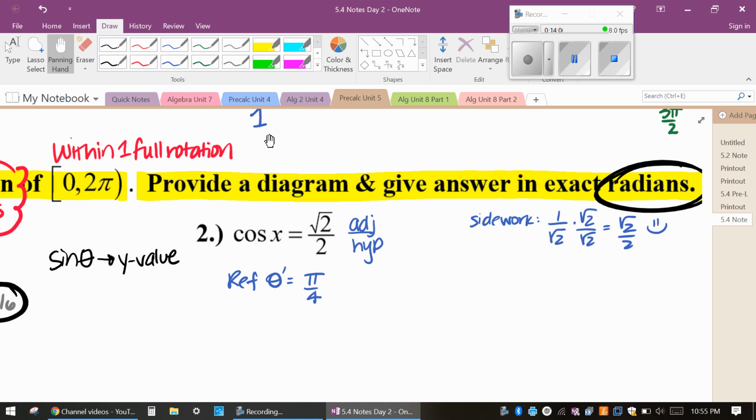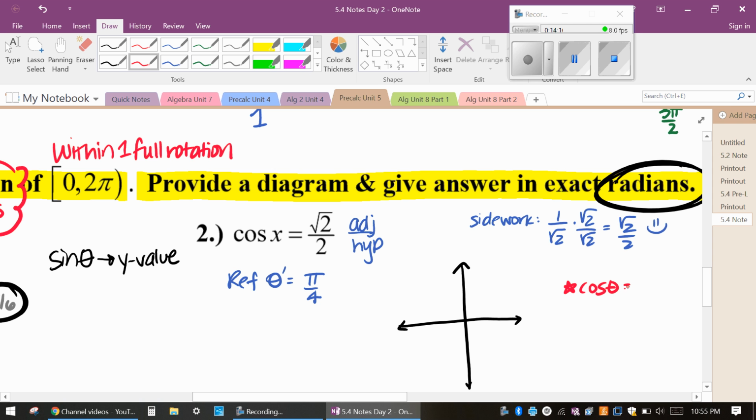Now, cosine of the angle has to be positive. So if you think back to your quadrants, cosine is the x value. Write yourself a little note. Cosine is the x value.